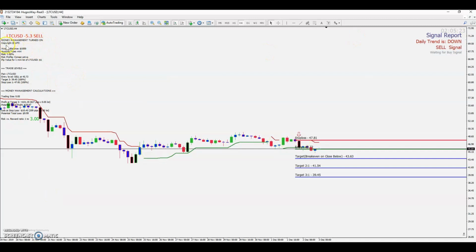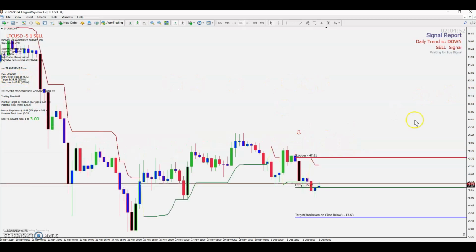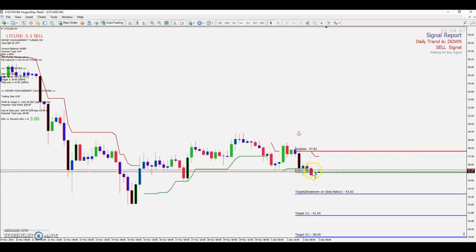Money management's been turned on. We've got the account balance right here at 1,000. It's a mini. We're risking 1%. The risk profile is conservative because it is only 1%. PIP value it shows, and we also have our entry level at 45.72. So we can see here our entry level is 45.72. Hard to see with that candle there.